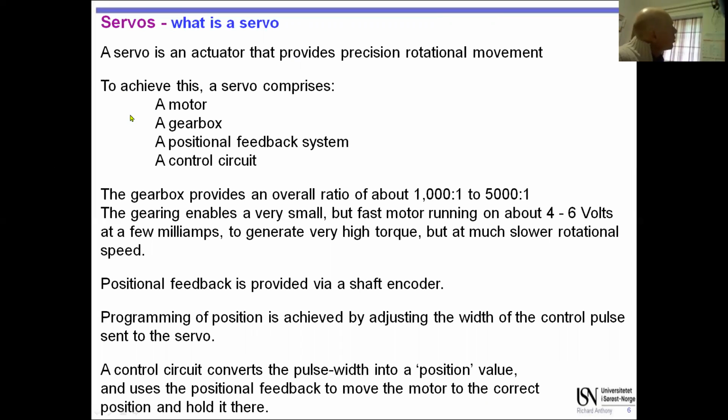Obviously, somewhere there has to be some movement. So a motor is needed, because how can you turn something otherwise? You need a motor. We need a gearbox, because we're not considering turning something quickly. We're more concerned with turning something slowly but accurately, very, very accurately, actually. In fact, the accuracy is really the important thing here.